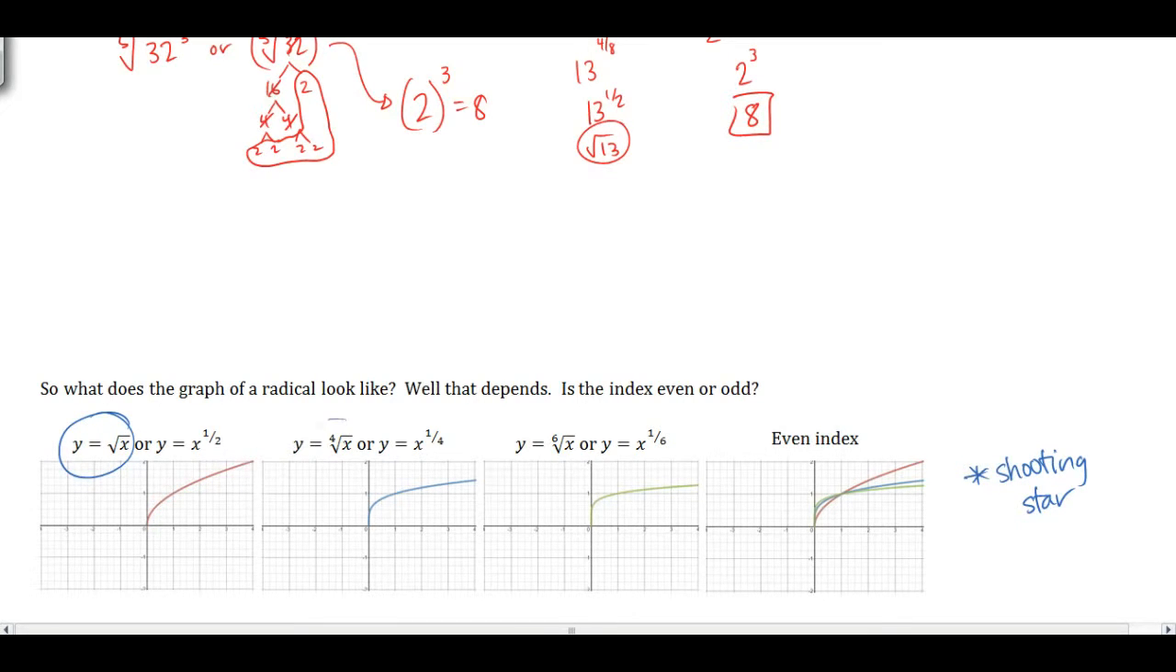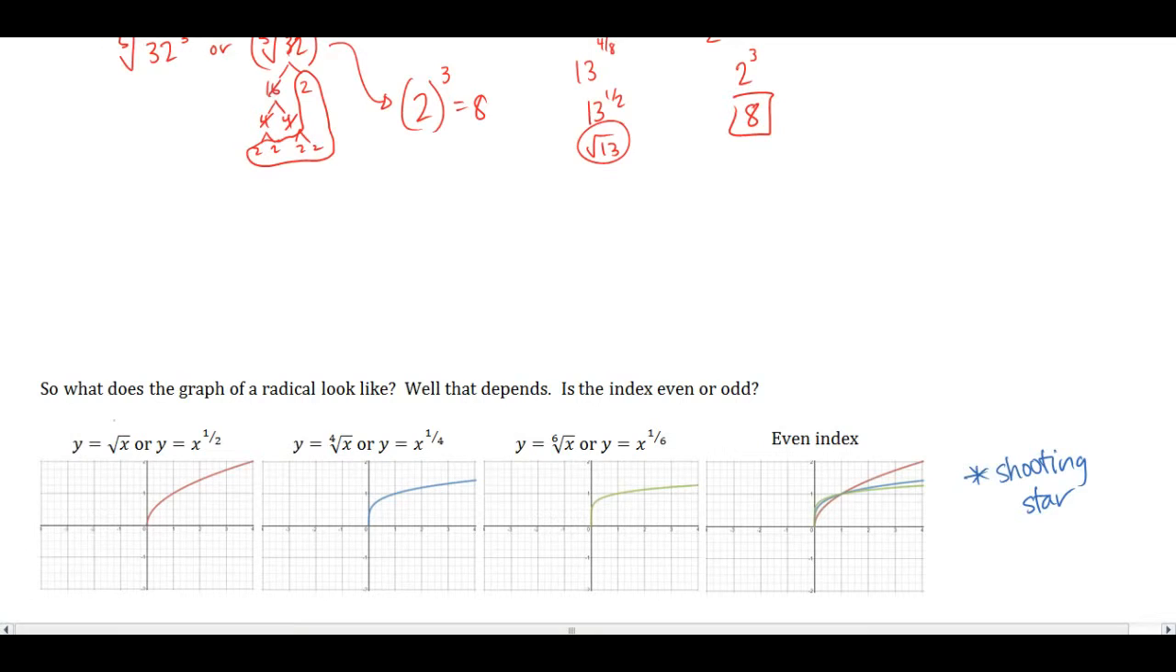And then I graphed the fourth root of x. And look at that. It's a shooting star, except you might notice it's a little flatter and then it shoots off, right? And then I graphed the sixth root, and you can see it's even flatter still, and then it shoots off very quickly. And then I put them all on the same graph right here, just so you could see them in comparison. You could see that the red one, which is the very first one, shoots off quicker than the other ones.